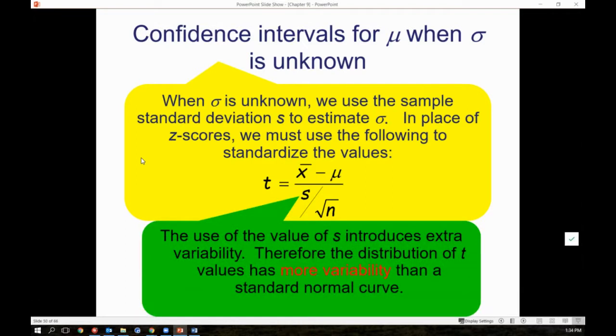The use of the value of S introduces extra variability. Therefore, our distribution of t values has more variability than the standard normal curve. We tend to say that T has fat tails.